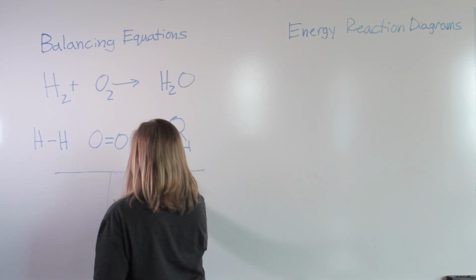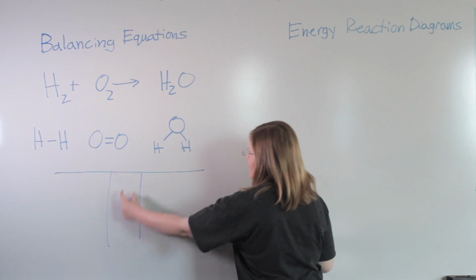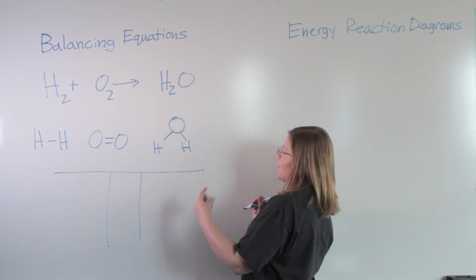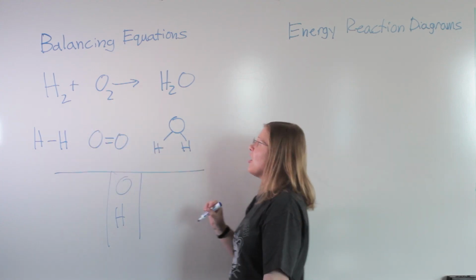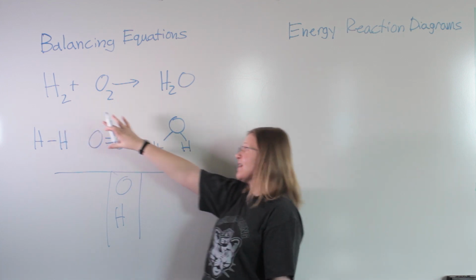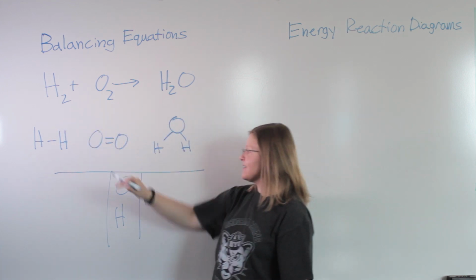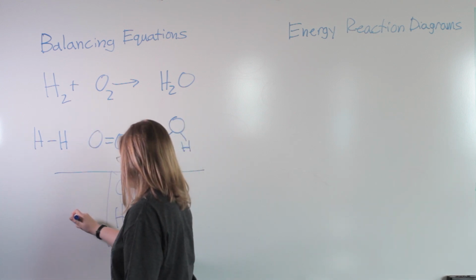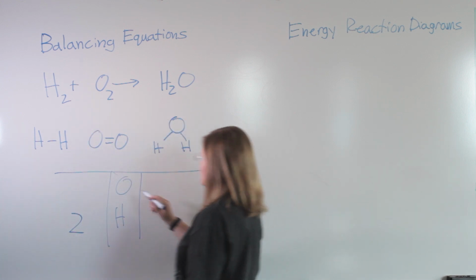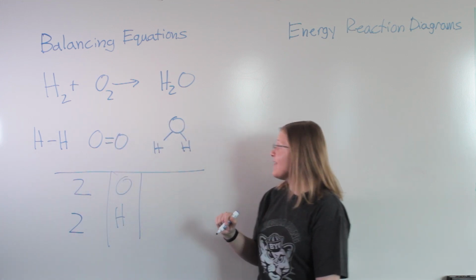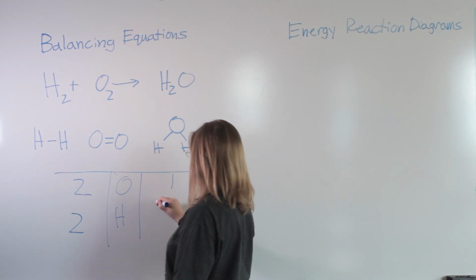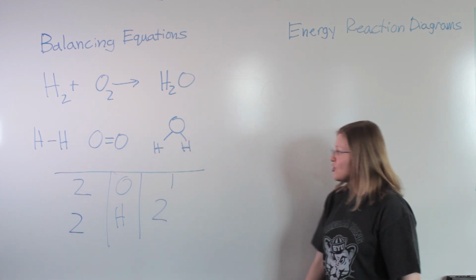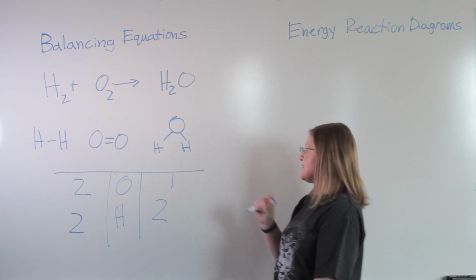So we have our table, and we list all the atoms in the reaction here. So we have an O, and I have an H. And then on our left, this side we call our reactants. And on the right side, we have our products. So on the reactant side, we have two hydrogens and we have two oxygens. And then on our product side, we only have one oxygen, but we have two hydrogens. So we need to do something so that this is balanced.